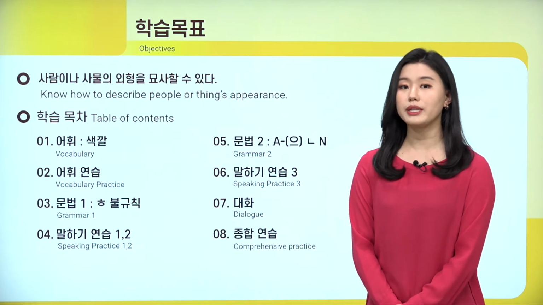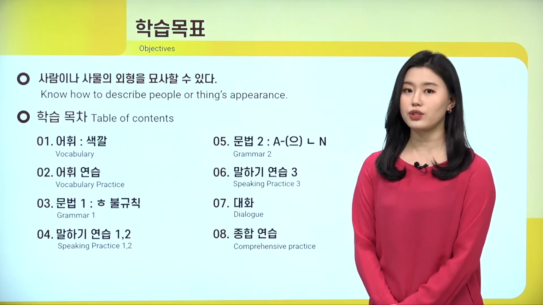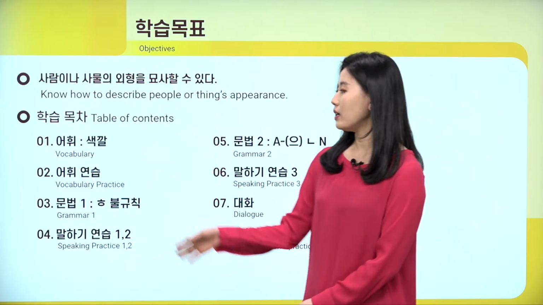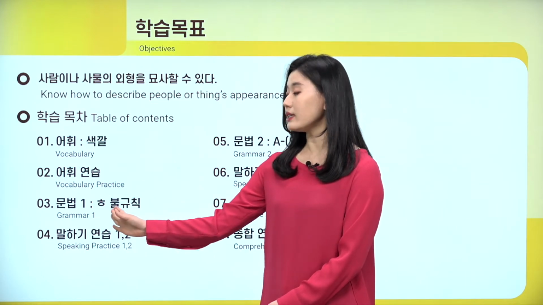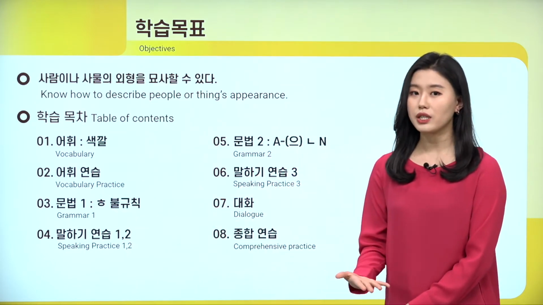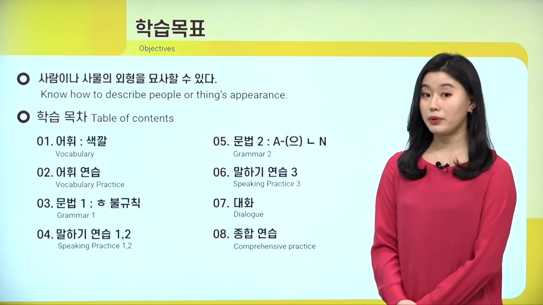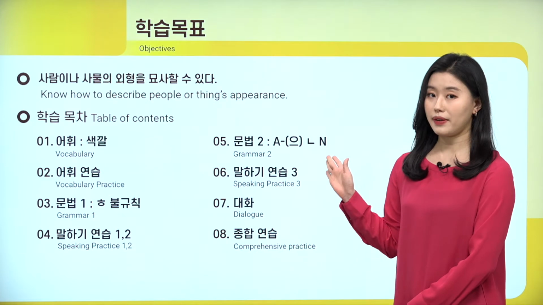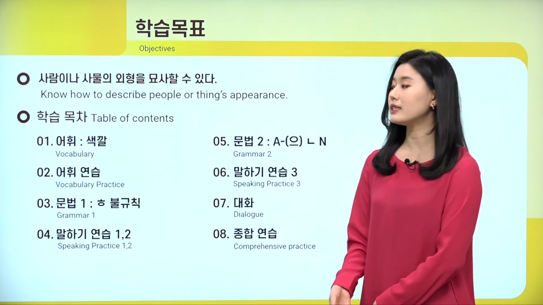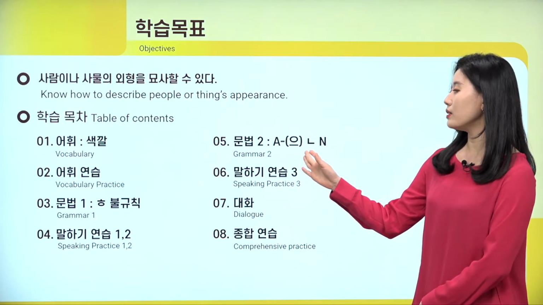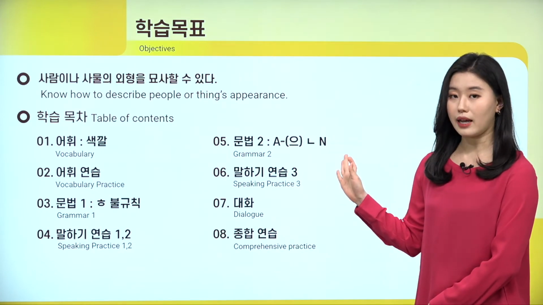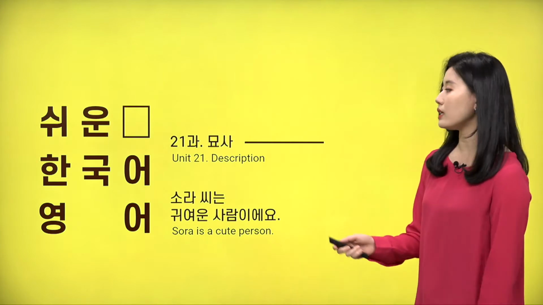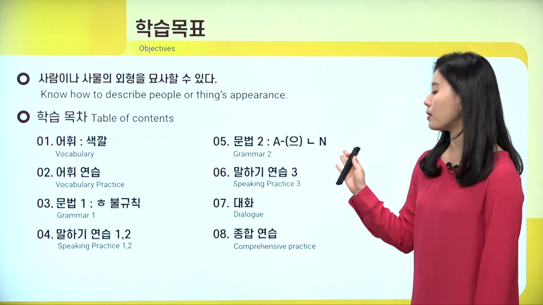The first grammar point is about 히읗 불규칙. 불규칙 means irregular. When you have an adjective with a 히읗 final consonant, it must be changed into a certain form, so we will study it. Number four, speaking practice. Number five, we have another grammar point: adjective and noun. Like 귀엽다, cute, and person. This is the exact example of this grammar point.